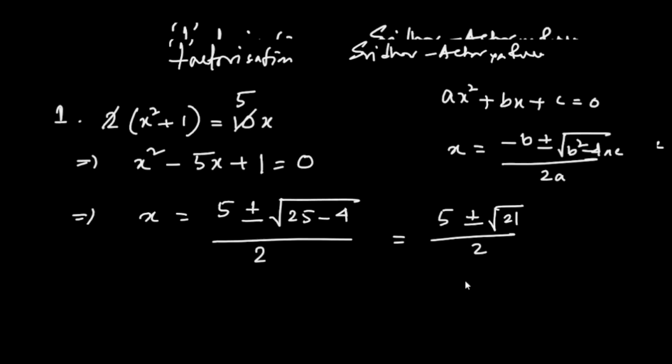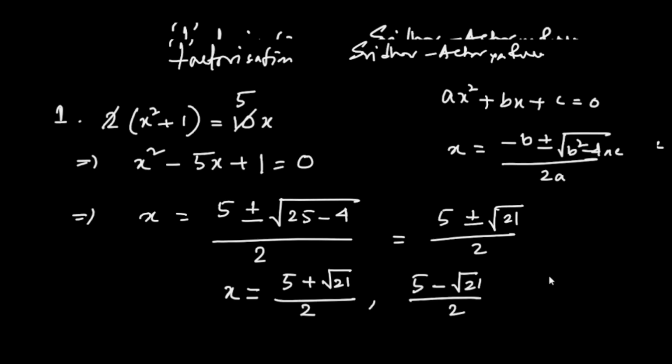Now sometimes students ask me, sir, do we need to write the roots individually? That means once we take plus, once we take minus. My suggestion would be yes, of course. As the answer, you always write the roots individually at your level. So it would be 5 plus root 21 by 2, and 5 minus root 21 by 2. Okay, so this is the solution.